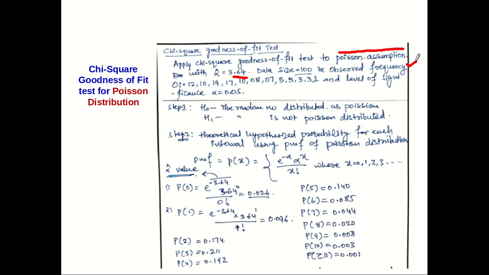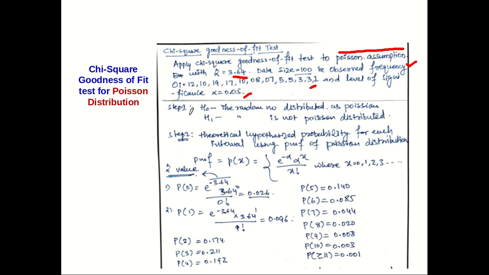After looking at the data, they have given how many frequencies are observed in which range, that is Oi equal to all these values, and the level of significance is alpha equal to 0.05. Considering all these values, we have to find whether the given data, the observed frequencies, will follow the Poisson distribution or not.